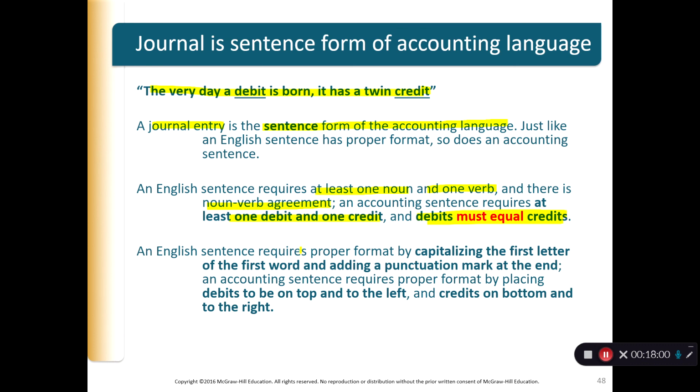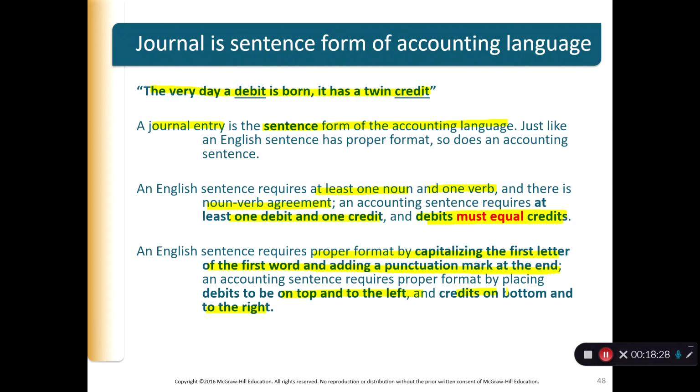An English sentence requires proper format by capitalizing the first letter of the first word and adding a punctuation mark at the end, right? Similarly, an accounting sentence requires proper format as well, by placing debit always at the top and the left-hand side, and credit always at the bottom and the right-hand side.